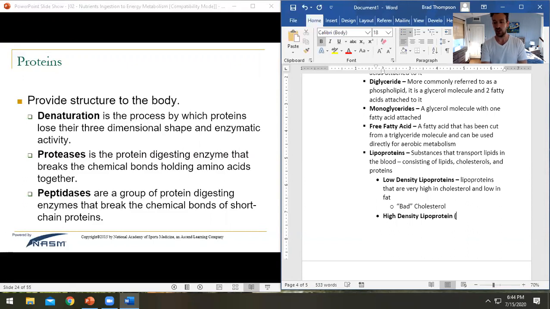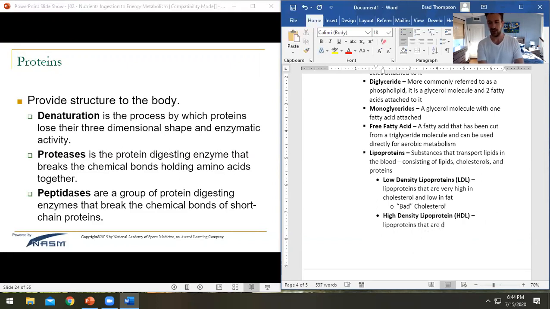Then you also have your high density cholesterol, or HDL, right? That is going to be lipoproteins that are dense in fat and low in cholesterol. Okay, this is typically thought of as the good stuff.